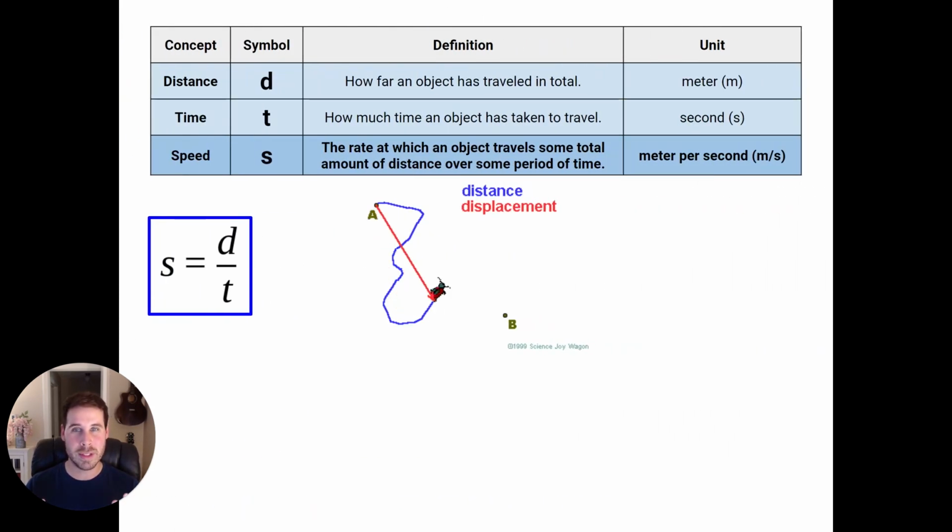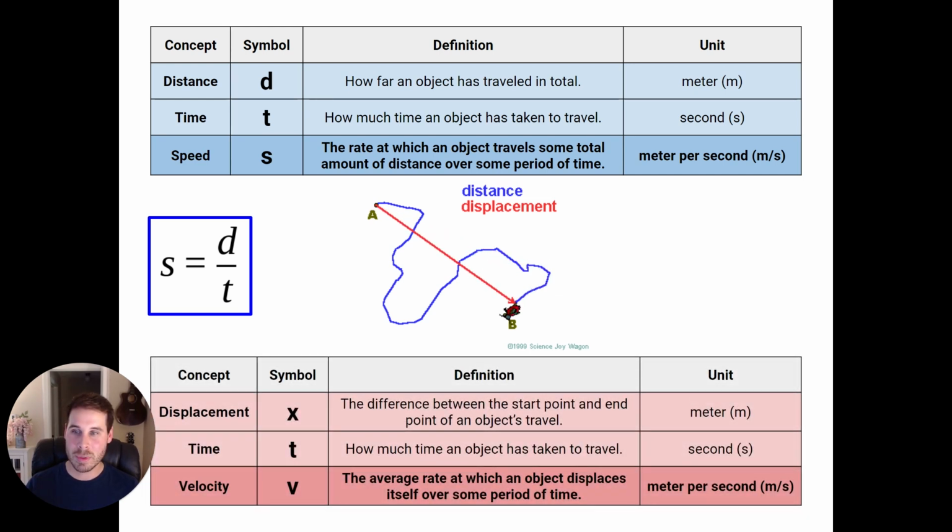So here's all of our old definitions and the old equation, and now we're going to learn some new definitions and a new equation. Down below there's a new concept called displacement. The symbol for displacement is x in order to differentiate it from distance, which is d. D was already used up, so we had to choose a different letter. And the definition for displacement is this. It's the difference between the start point and the end point of an object's travel.